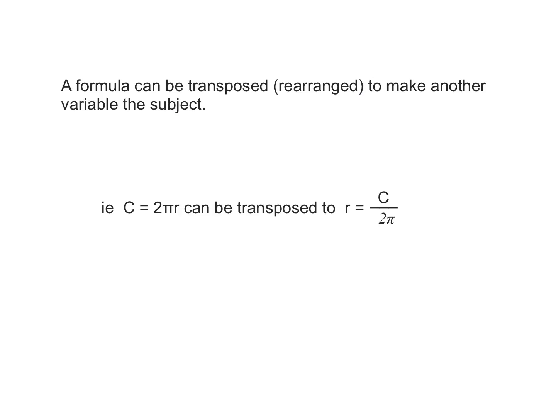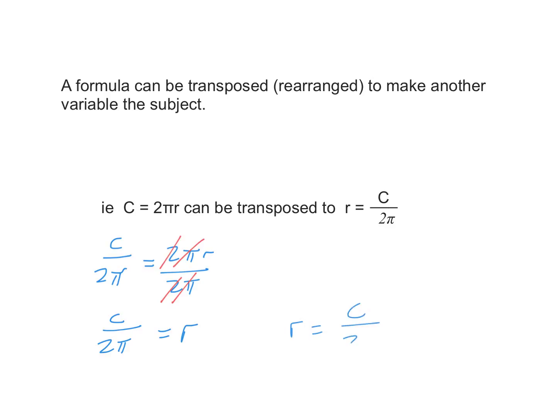So let's do that. It becomes C over 2 pi equals 2 pi r divided by 2 pi. And as we know, when we simplify, that gets simplified, that gets simplified. So my answer is C over 2 pi equals r. And that is exactly the same as that over there, with the subject moved to the front. So I could rearrange this equation to r equals C over 2 pi, and that's exactly the same as that.